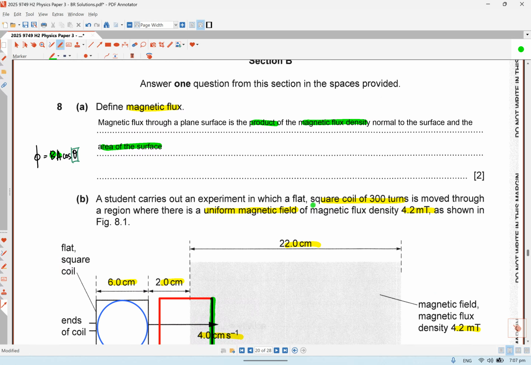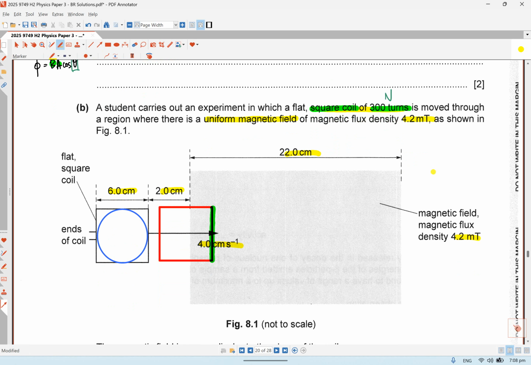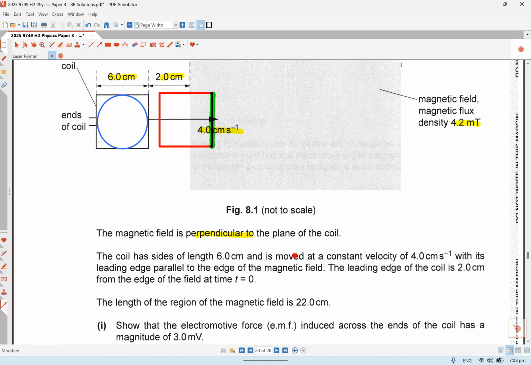So in part B, we have a square coil of 300 turns. So I'm going to call that N. I'm going to move it through a region of uniform magnetic field. The value is 4.2 millitesla. So this is the square coil, okay, of size 6 cm. It is 2 cm away from the region of magnetic field. They said that the magnetic field is perpendicular to the plane, and the speed of this coil is given as 4 cm per second.